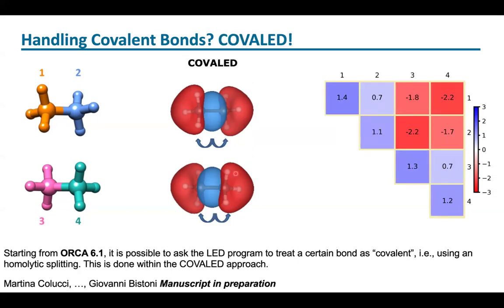Now, starting from ORCA 6.1, it is possible to instruct the LED program to treat specific bonds as covalent using a homolytic rather than heterolytic splitting. This is implemented through the COVALED approach. So as shown in the heat map on the right, this leads to a more physical and chemically meaningful description of the fragment interactions, yielding much smaller and more realistic interaction terms compared to those seen in the standard heterolytic case discussed in the previous slide. And the corresponding manuscript is currently in preparation.